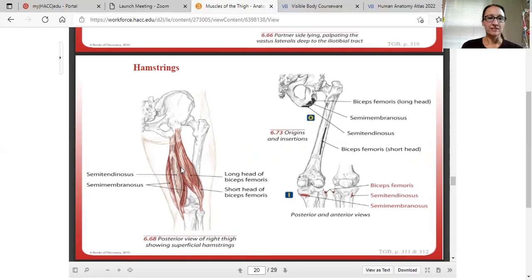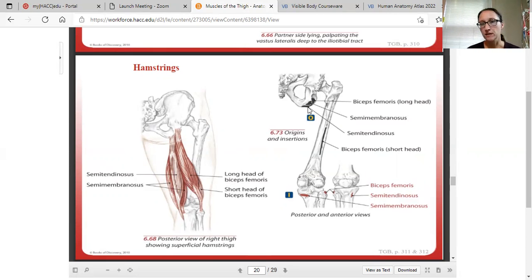That's an interesting thought. All right, so we actually have three muscles here. We have biceps femoris. Biceps femoris has two heads, so it kind of looks like there's four, but there's really only three. Biceps femoris, and then the semitendinosus and semimembranosus. Semitendinosus is the superficial one, and then semimembranosus is the deeper of the two.